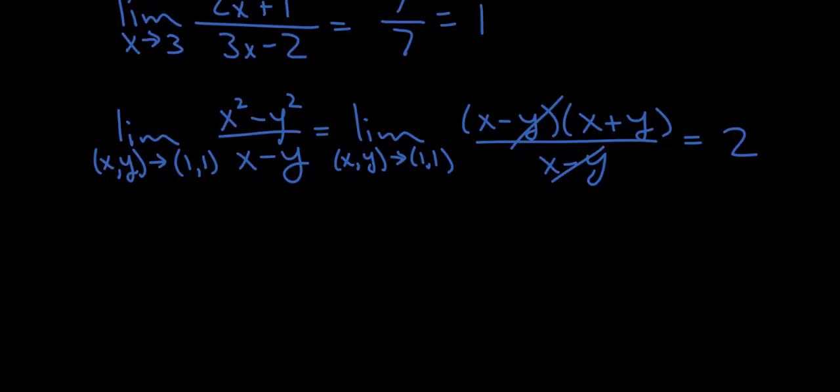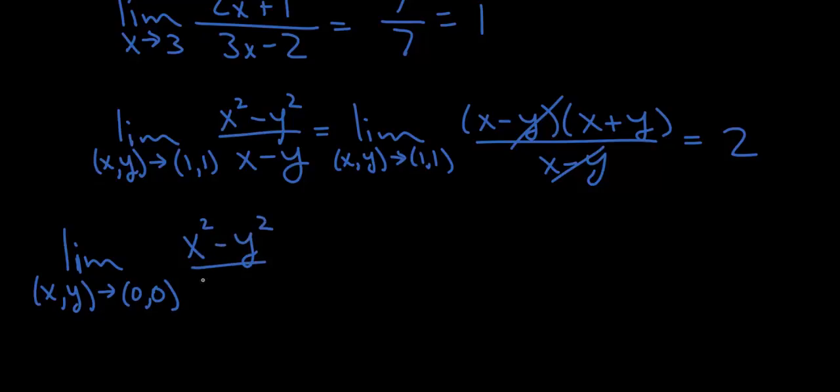Now let's look at a little bit different of a problem where we plug in, we get 0, 0, and then if we try to factor and cancel or simplify it in some way, we can't. Let's look at this one. Let's suppose that we've got the limit as (x, y) goes to (0, 0). And let's suppose that our function is (x squared minus y squared) over (x squared plus y squared). Something like that.